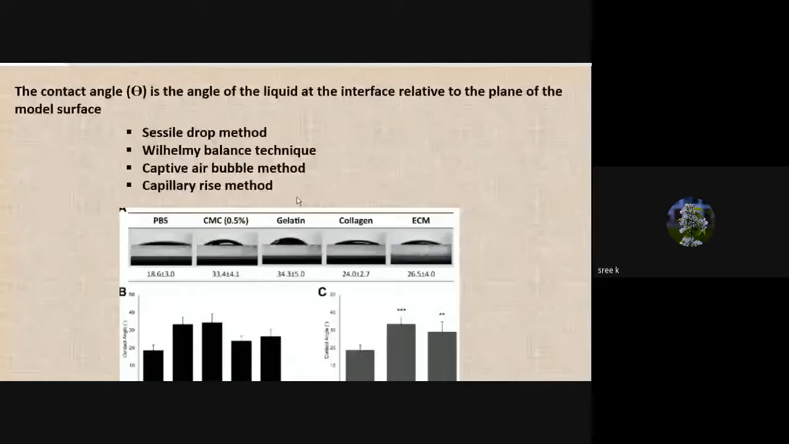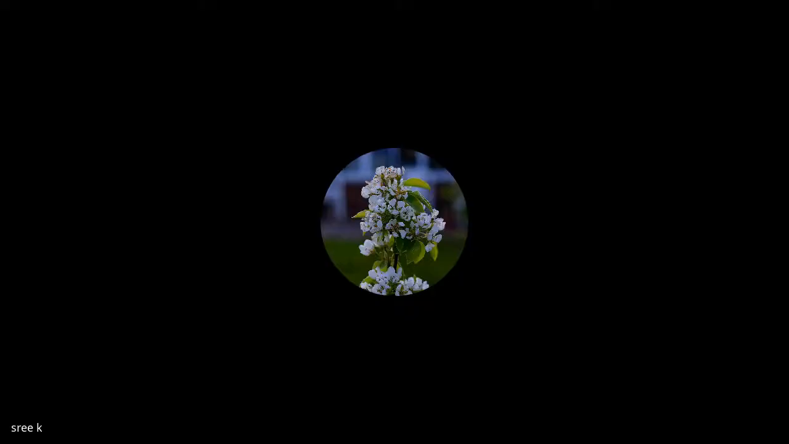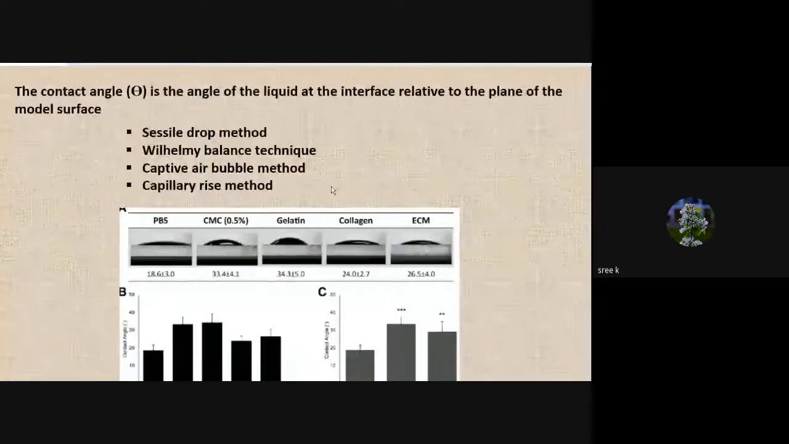The biocompatibility is changed when the liquid is in contact with the surface, for example when blood is in contact with the biomaterial, or any other body fluid is in contact with the solid. So you have to understand that to get more information about biocompatibility.